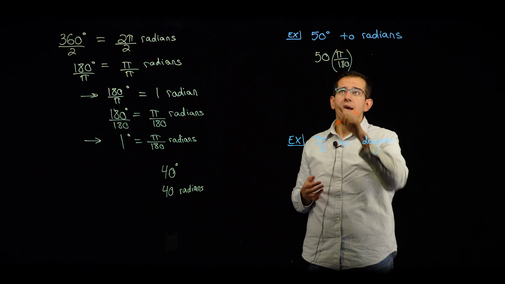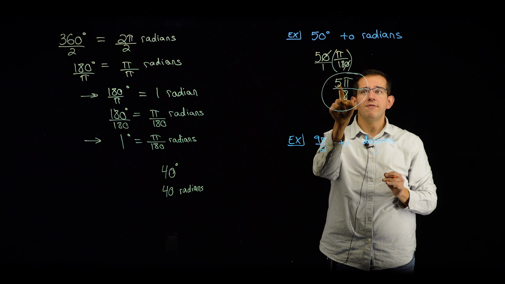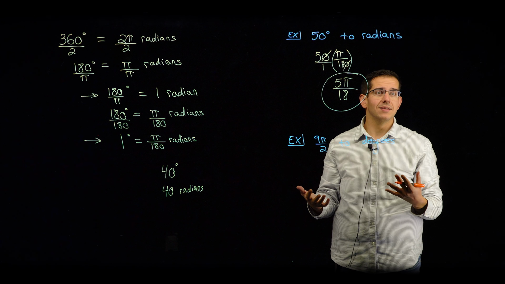And now we can cross-cancel because we're multiplying two fractions. Each of these numbers are divisible by 10, so we can just divide each of them by 10 to leave us with 5 over 18. Which leaves us with 5 times pi is 5 pi, over 1 times 18 is 18, meaning 50 degrees is equivalent to 5 pi over 18 radians. Go ahead and take a moment, pause the video, and see if you can find a way to convert 9 pi over 2 to degrees using our formulas.